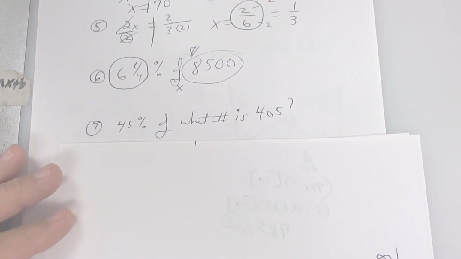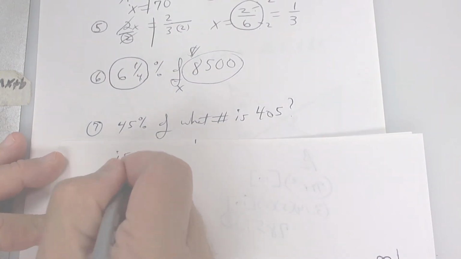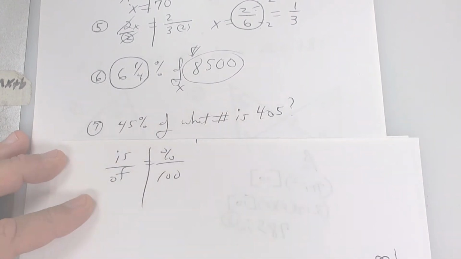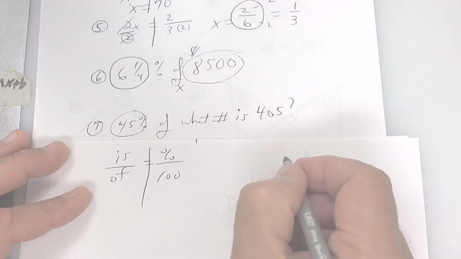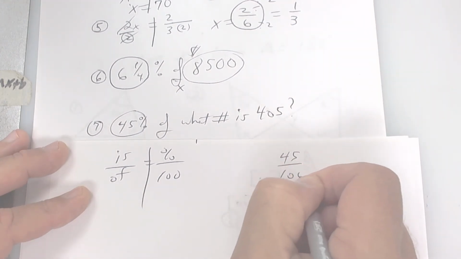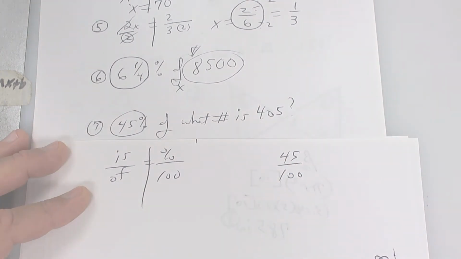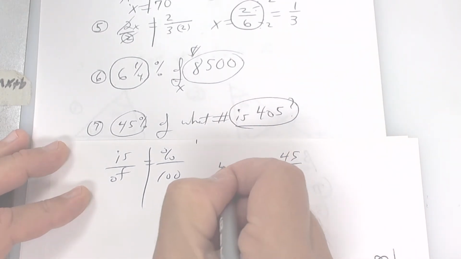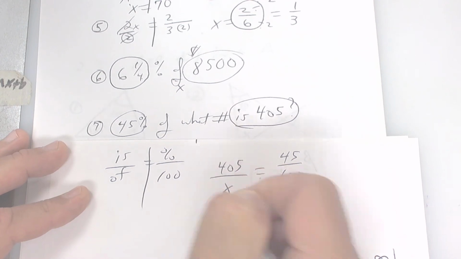Look at this one. Is over of equals percent over 100. Write that down, memorize it. Put a star by that. Here's your percent, 45%. So put 45 over 100. And here's my is. So the is goes up here. So put 405. We're looking for the of.